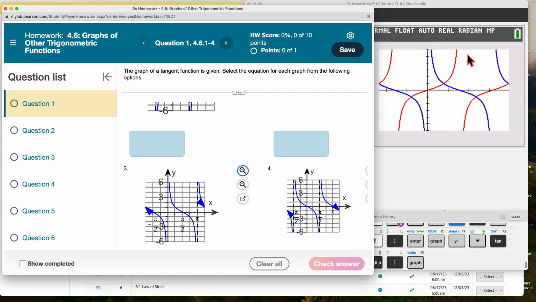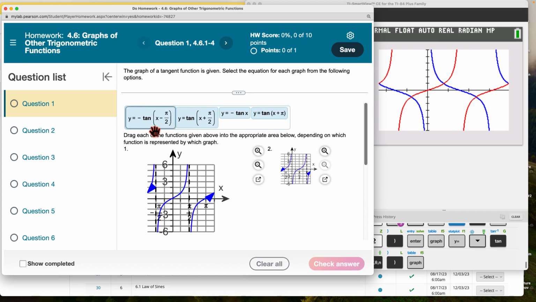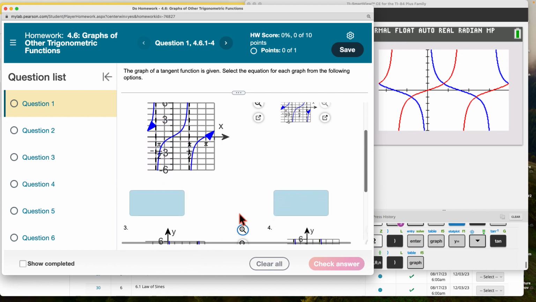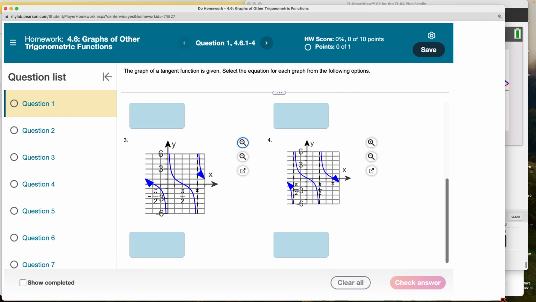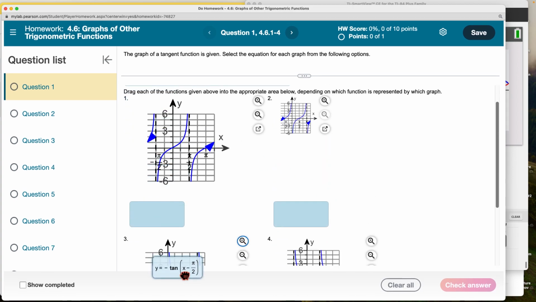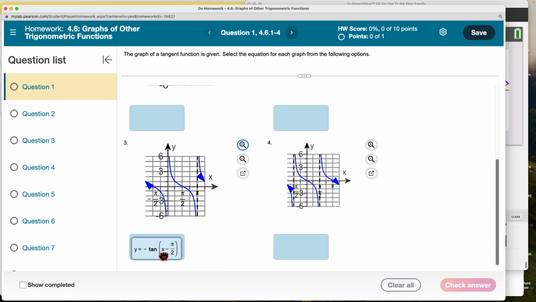So now I can say, okay, number 3, that's this one that I worked with. I just drag it down here. Not that one. Part of this is I also want to see, there we go, and then we'll check it. But you could do that with each one of them, graph it.